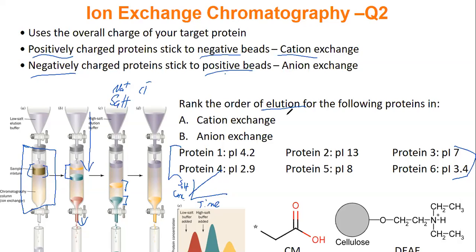And elute means to come off the column. So tell me what order in A will they elute? B, what order will they elute? Hint, A and B should be opposite. So I'll give everybody a moment to do that.